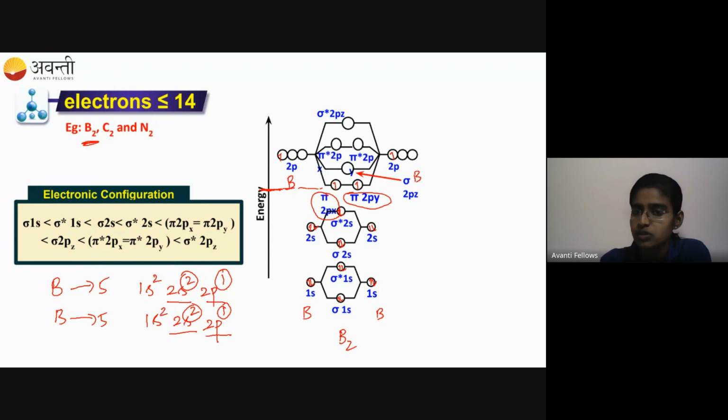Now if I have to give the electronic configuration for the system, I start from sigma 1s, which has 2 electrons. Sigma star 1s also has 2 electrons. Sigma 2s has 2 electrons. Sigma star 2s has 2 electrons. Pi 2px has only 1 electron, and pi 2py has only 1 electron. With this you stop. If other orbitals are given in the options, you put 0 for them. Clear now?